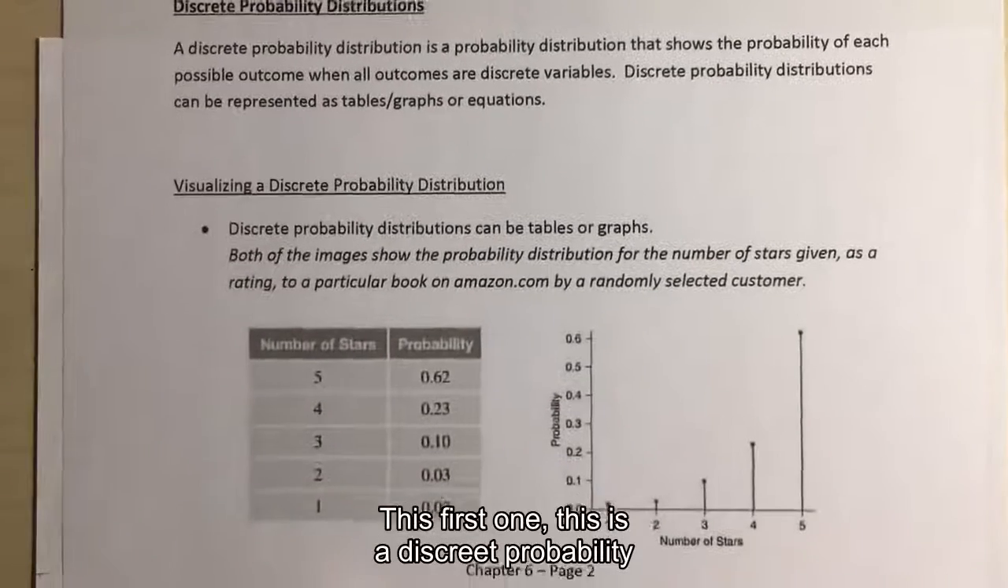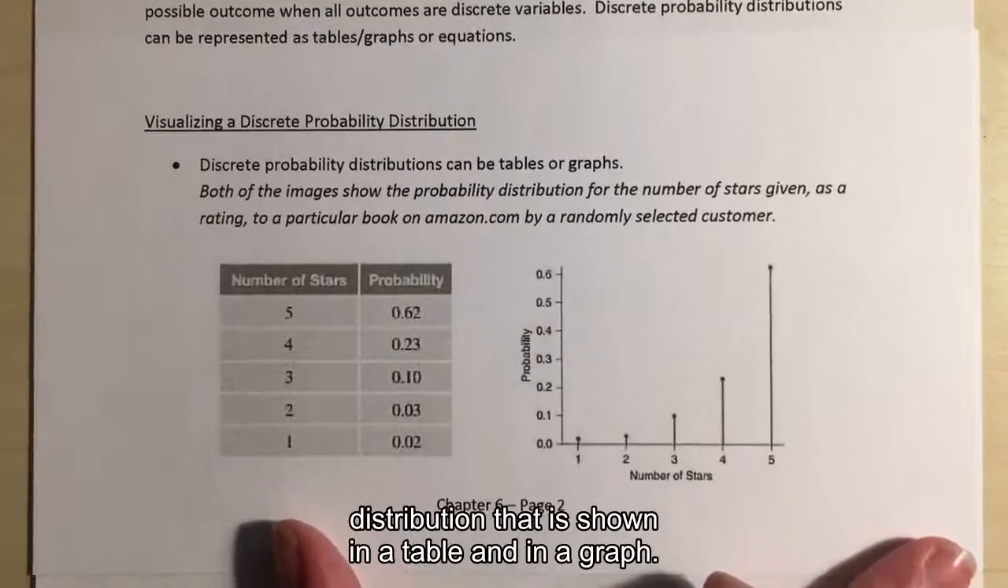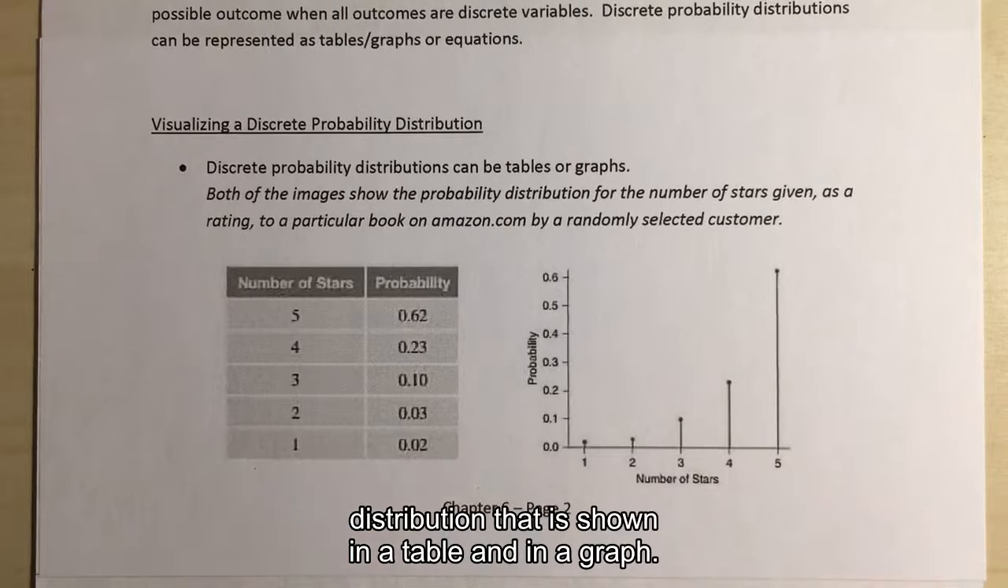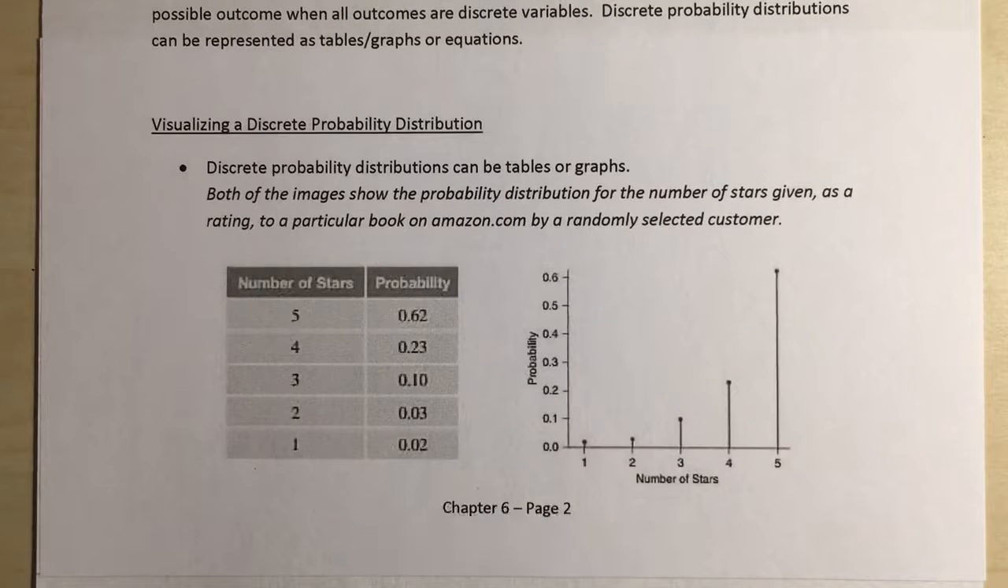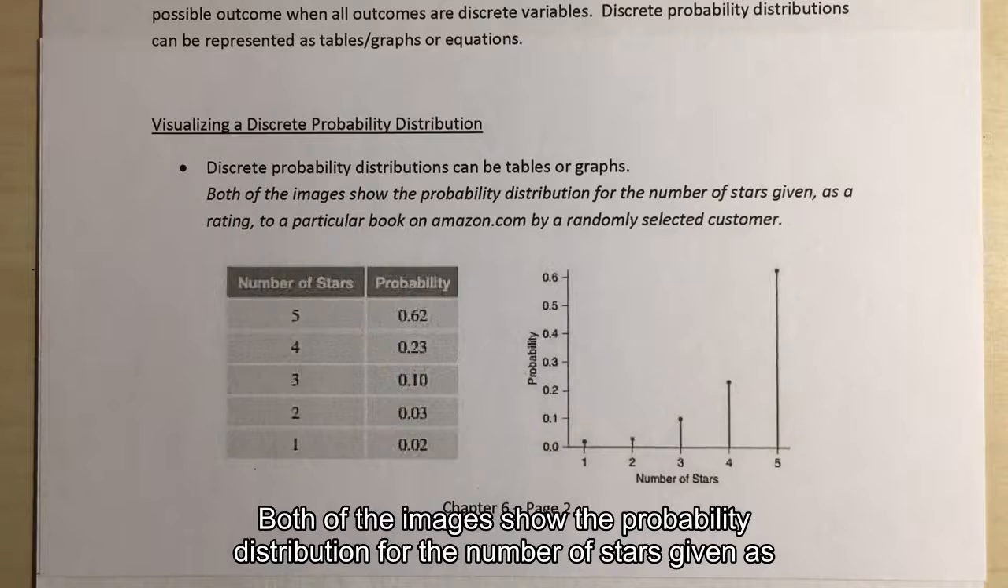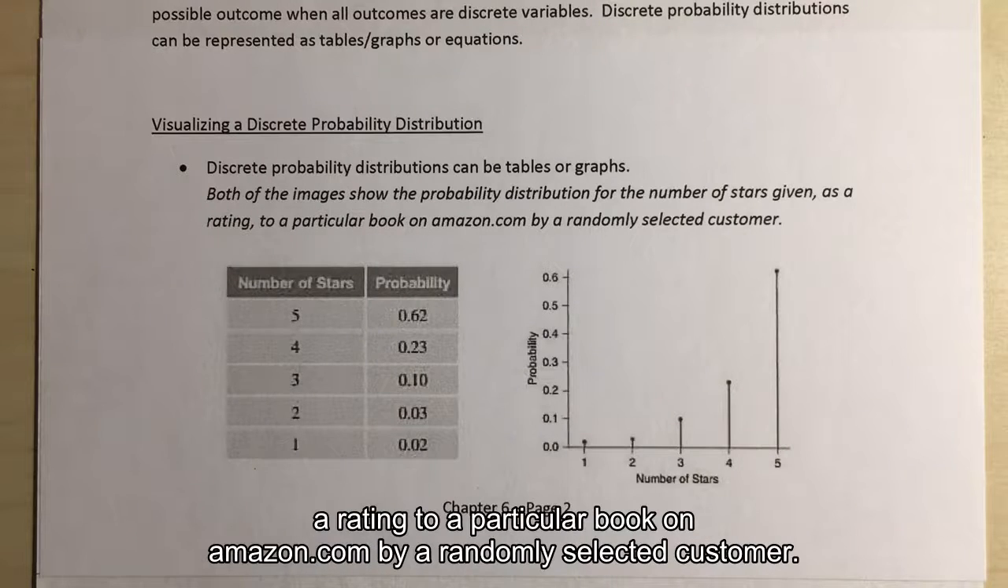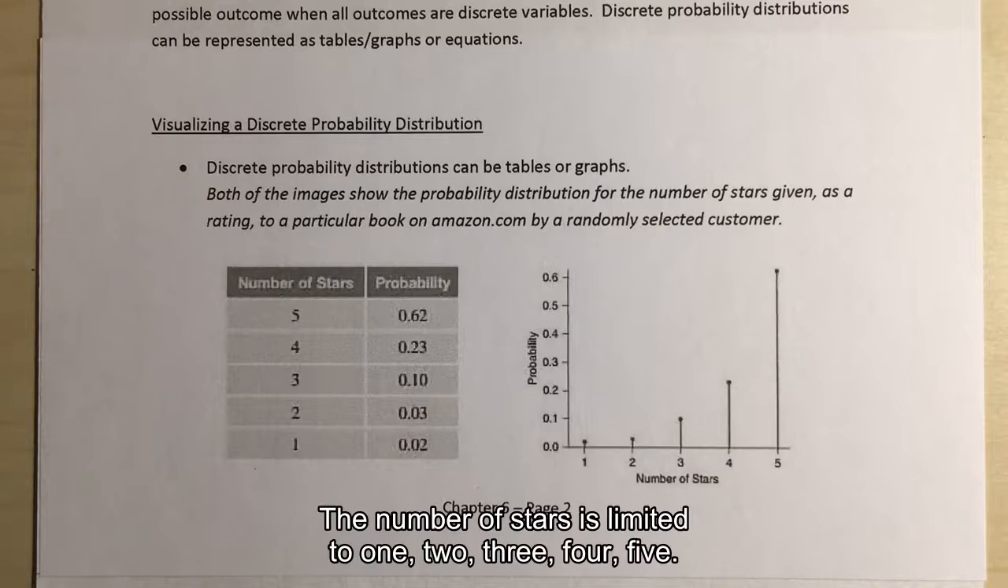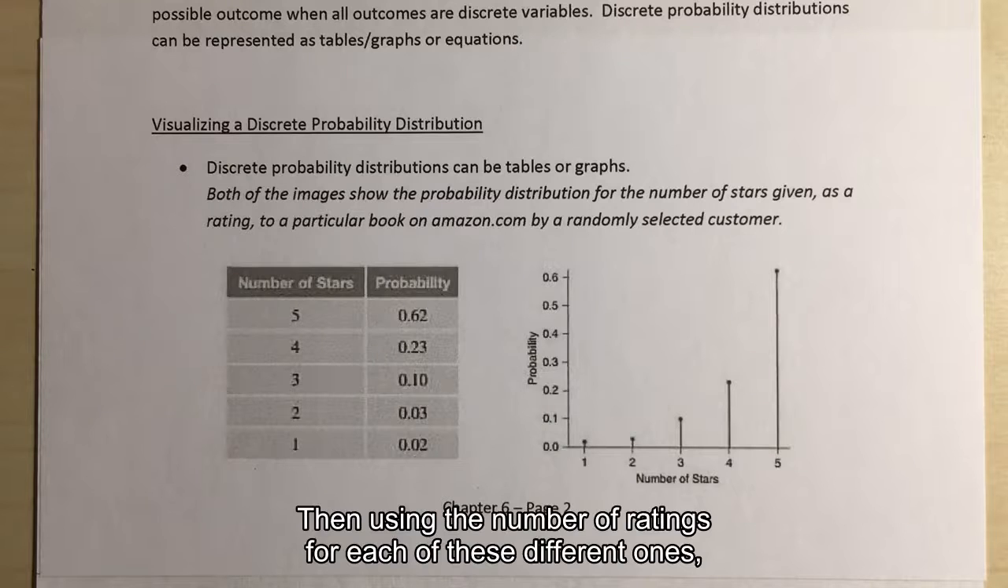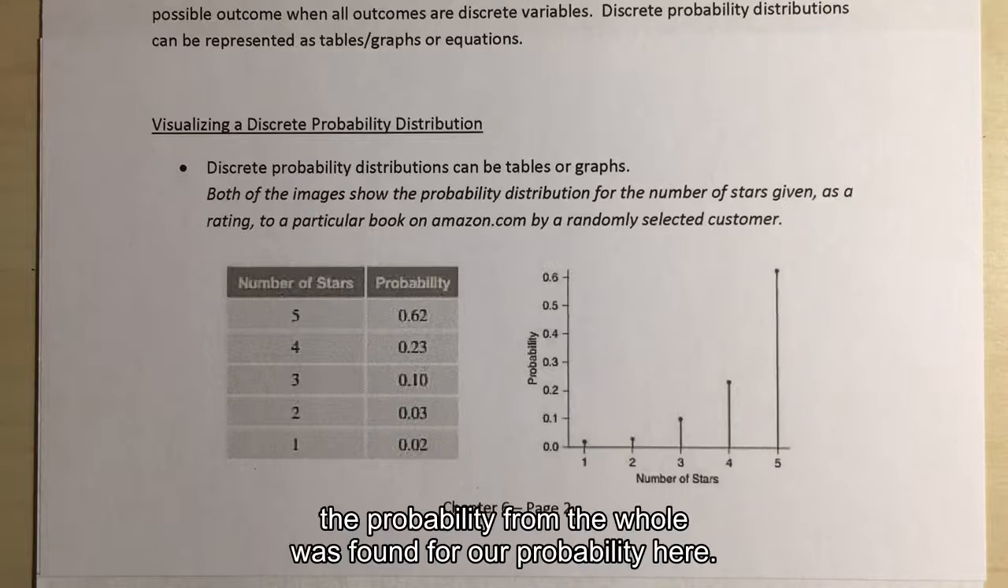Right, so this first one is a discrete probability distribution that is shown in a table and in a graph. Both of the images show the probability distribution for the number of stars given as a rating to a particular book on Amazon.com by a randomly selected customer. So the number of stars is limited to 1, 2, 3, 4, 5, and then using the number of ratings for each of these different ones, the probability from the whole was found for our probability here.